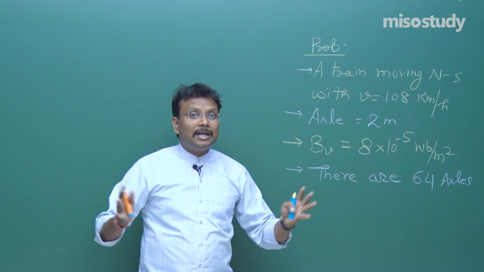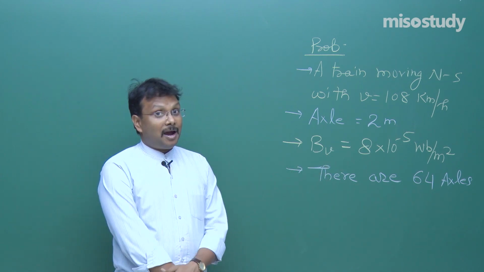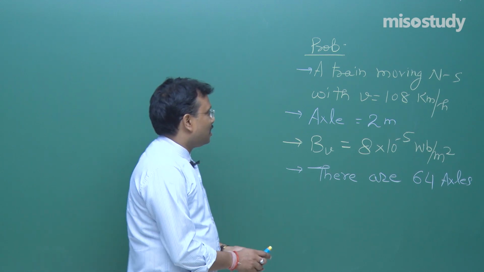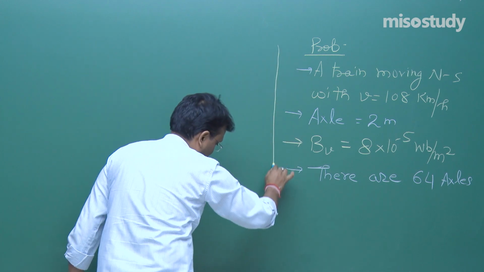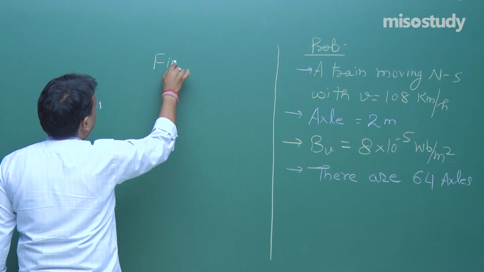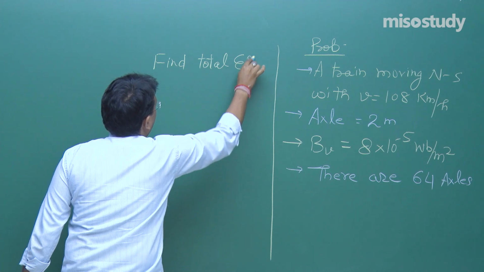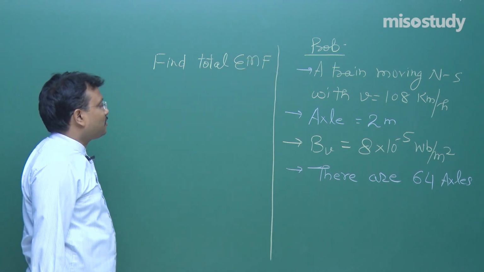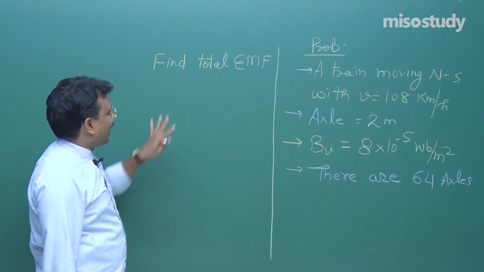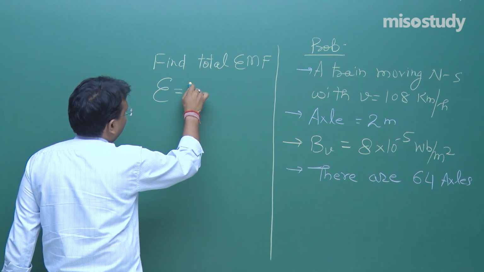Then what is the total induced EMF? Multiply with that 64, and sometimes they may ask you the total charge accumulated, Q. So, find the total EMF. Total EMF means on all axles. So, what should I do? I should calculate the EMF for a single coil, that is the axle, that is vLB.